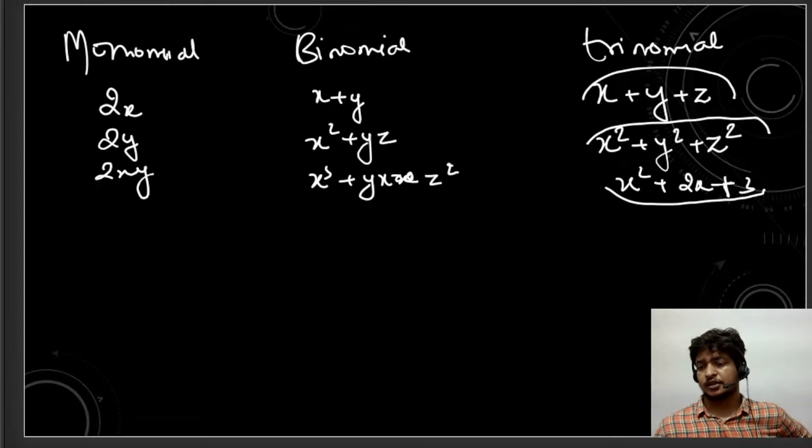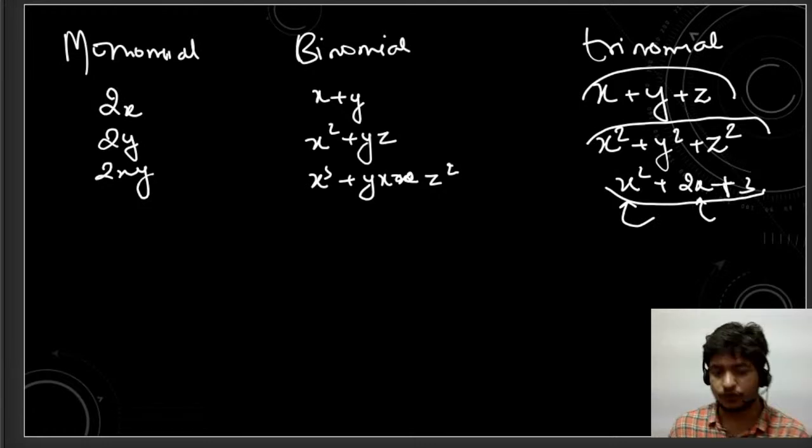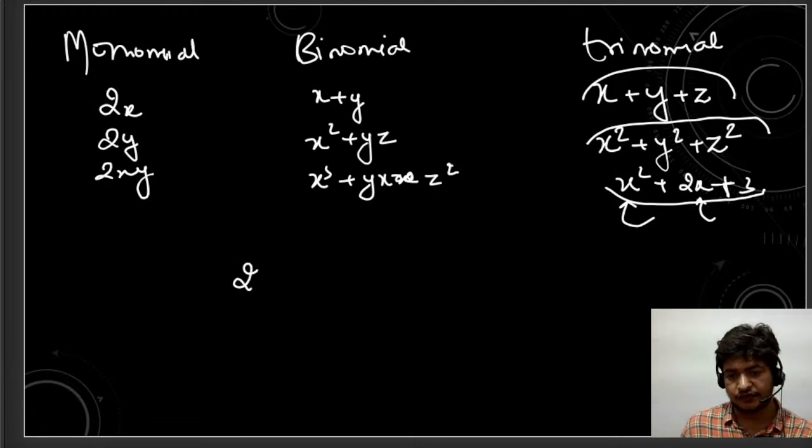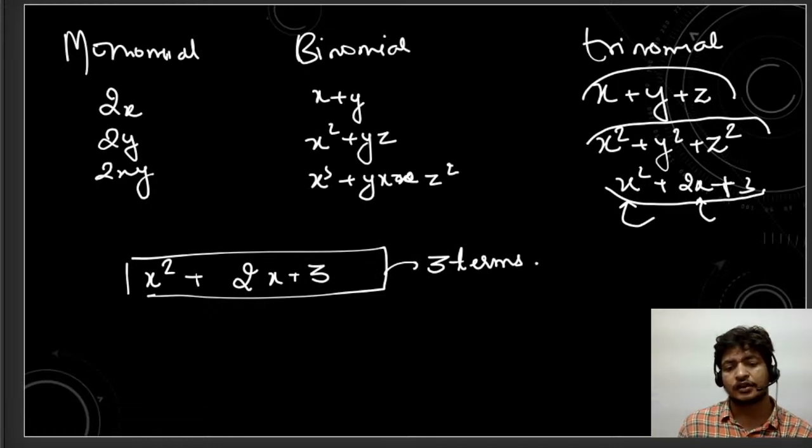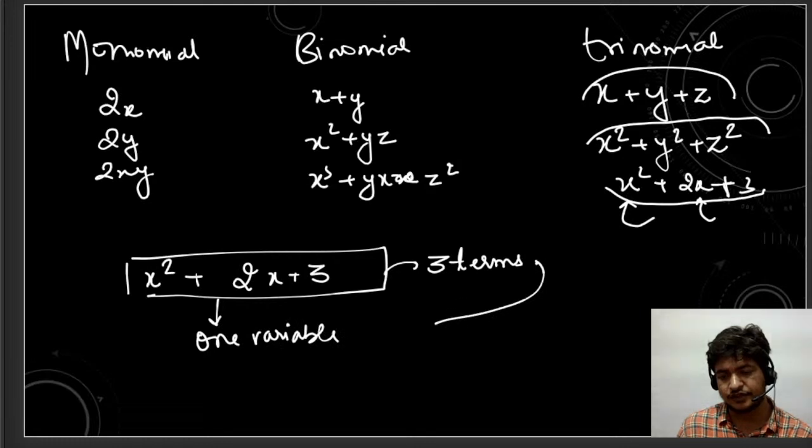But the variable that you can observe is written as x. So I will write it here as x square plus 2x plus 3, and here it is represented as three terms and one variable. Three terms and one variable, so this one turns out to be a trinomial.